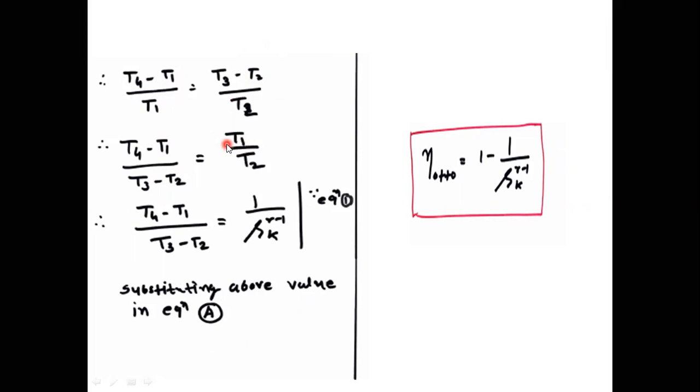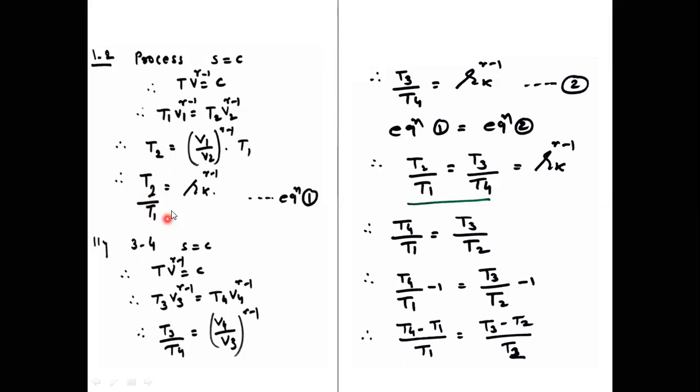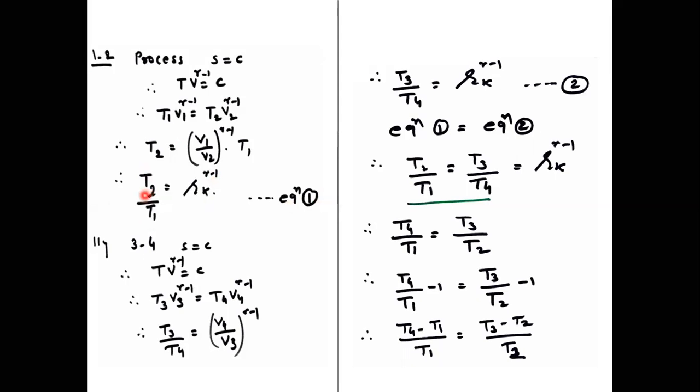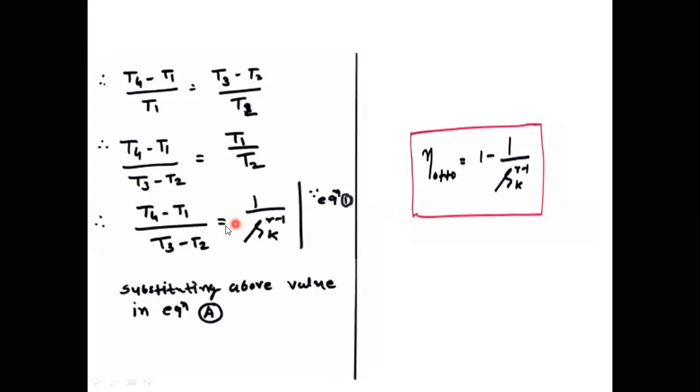And what is T1 divided by T2? See equation 1. T2 divided by T1 is RK raised to gamma minus 1. So the reciprocal, T1 divided by T2, is 1 upon RK raised to gamma minus 1. So instead of T1 by T2, I can put here 1 upon RK raised to gamma minus 1 from equation 1. As we see, T2 divided by T1 is equal to RK raised to gamma minus 1, so T1 divided by T2 is equal to 1 upon RK raised to gamma minus 1.